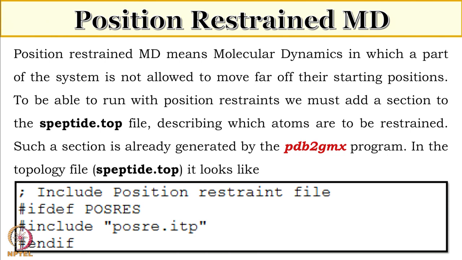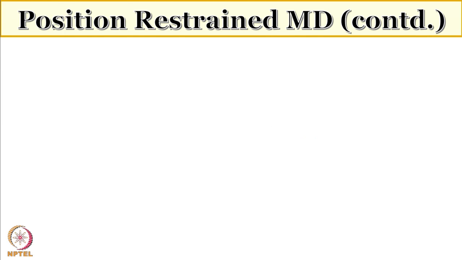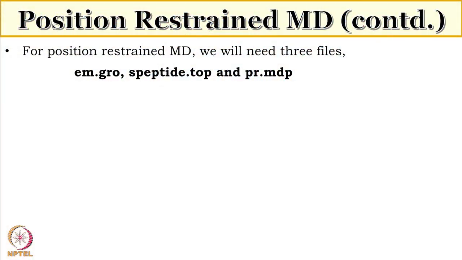But is it possible to do it with some atoms fixed, some moving, or is that difficult? Yeah, that is also possible. Then you have to specify those particular atoms in your ITP file. So now to perform position restraint MD, we need the GRO file from energy minimization, the topology file, that is speptide.top, and we need the position restraint MDP file, that is the pr.mdp file.